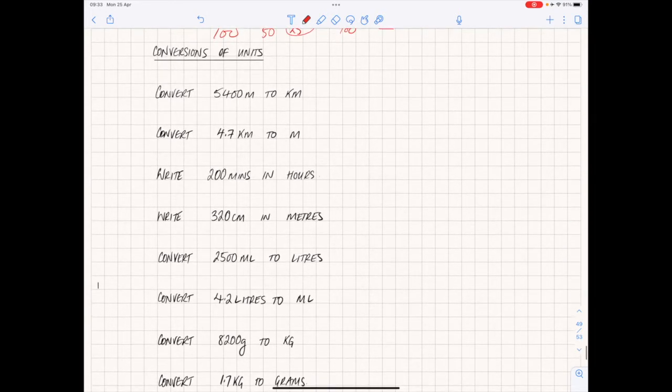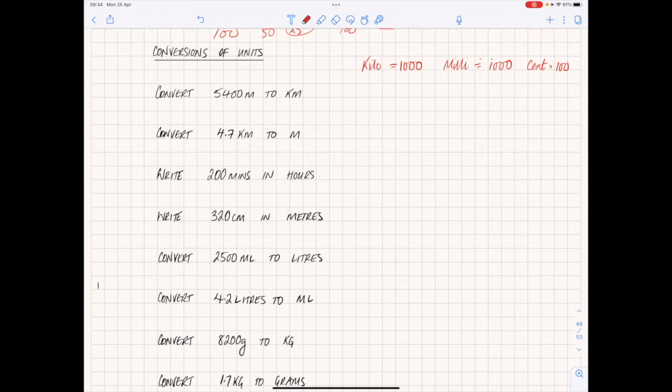Next one, converting units. There's quite a few you need to remember here. The key thing to think about is whenever you see this word kilo, so it can be kilometre or kilogram, that means 1,000. And then you've also got milli, which basically means 1,000 as well. And the other one is cent, so centimetre is 100. So they're three things that should help you a little bit with some of these.